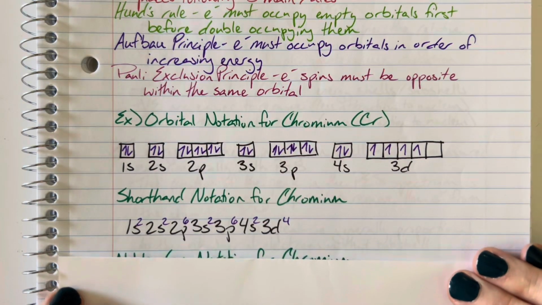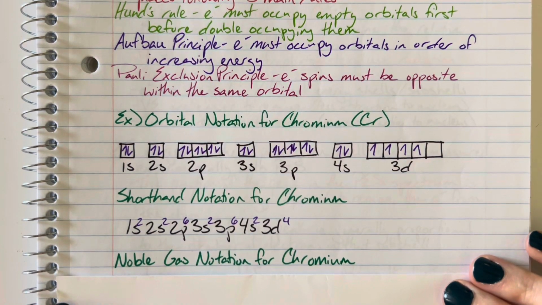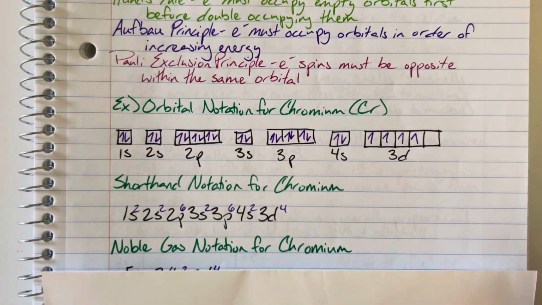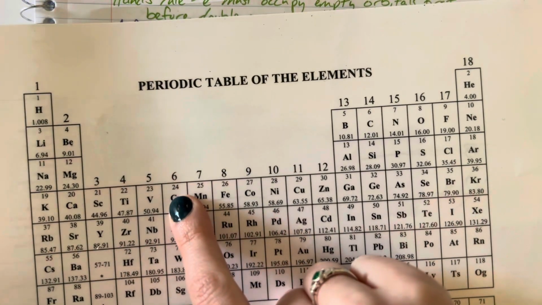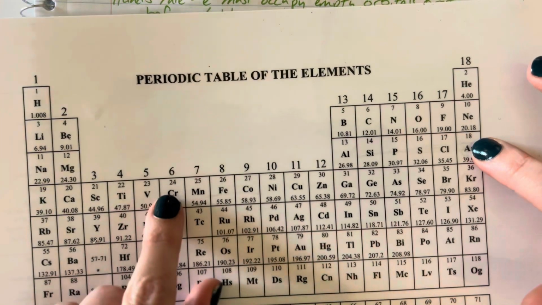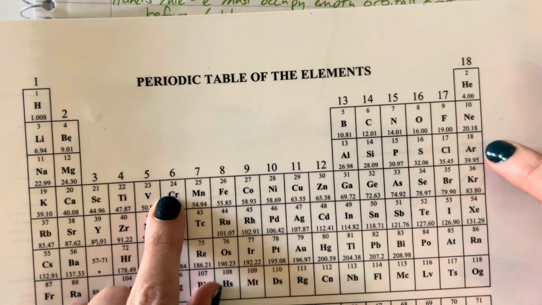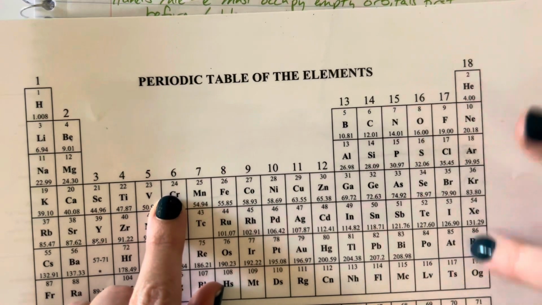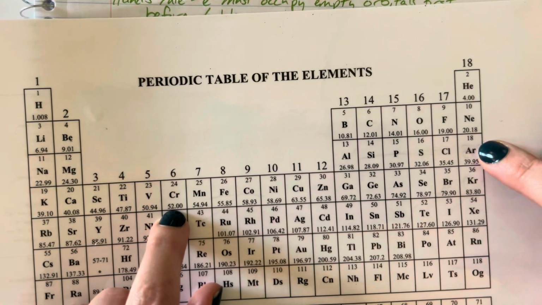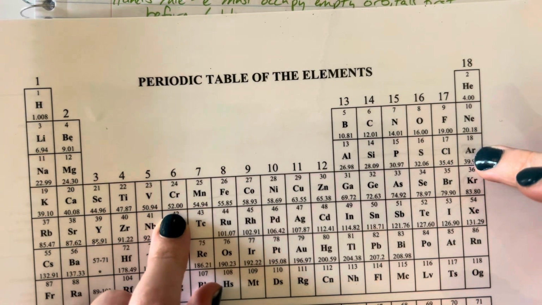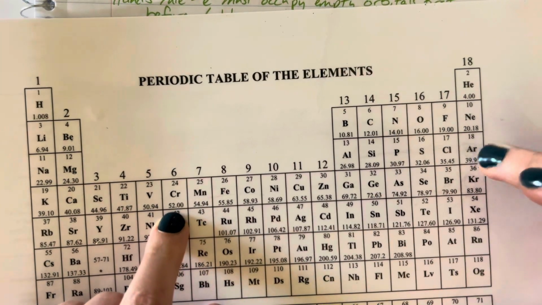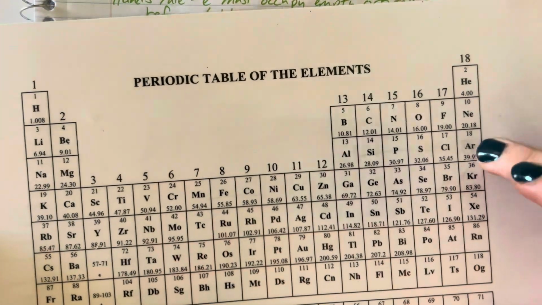So that's shorthand, and then the last type of electron configuration notation is going to be noble gas notation. For noble gas notation, you're simply going to backtrack to the last perfect electron configuration. The last perfect element before chromium was argon. So we can say, hey, you remember argon's configuration? It was perfect. So nice. I don't want to say it again. And we can just go ahead and state argon.